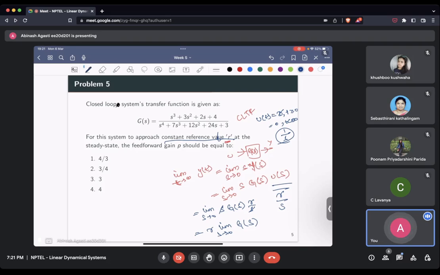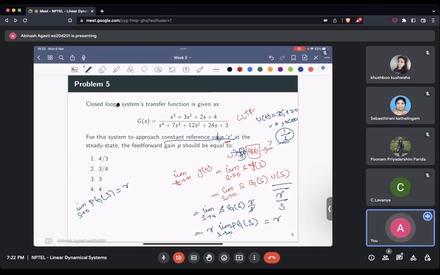So what should be the feed forward gain p? What I'm saying is, in this scenario, I'll add a feed forward gain p, so that I'll have the output at steady state be equal to r. I just want this p to be added here. So limit s goes to 0 of p times G of s equals r. So what should be p for this case?